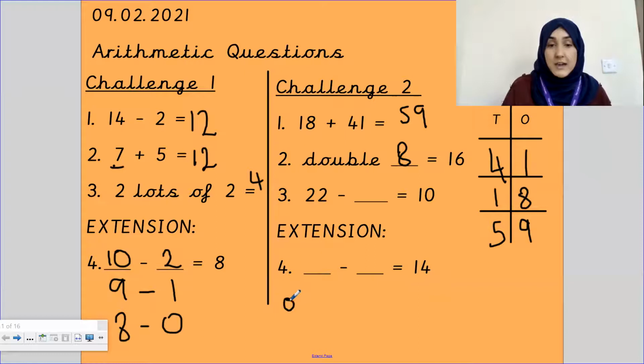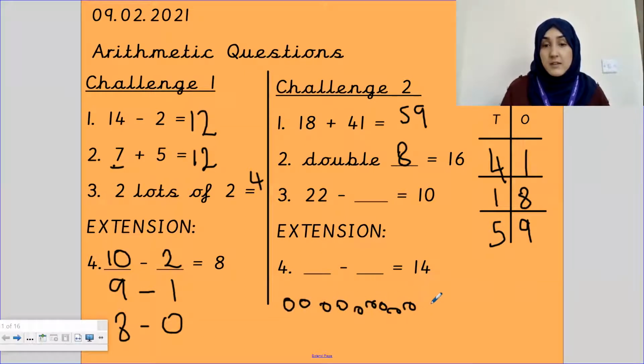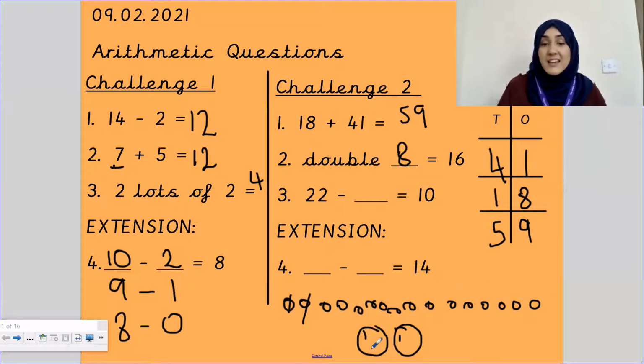You could draw 16 counters. 2, 3, 4, 5, 6, 7, 8, 9, 10, 11, 12, 13, 14, 15, 16. Then I know that when it says double, that means there are 2 lots of, so that means there are 2 groups. And then I could share these counters into these 2 groups, and it would leave me with the answer. So if I put 1 in here, then I put 1 in here, and if I keep going, I will have 8 in each group. So double 8 is 16. So that's another way that you could work out this answer.